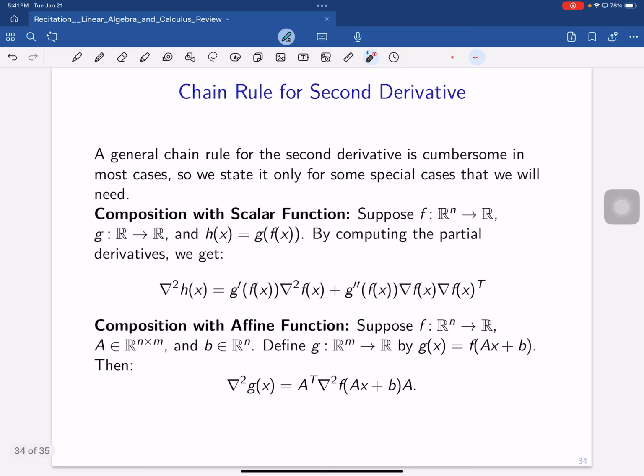And then what about the chain rule for second order derivatives? It's in general not so trivial to do, but we give you two special cases. One is composition with a scalar function, and the other is composition with an affine function. Those are most commonly used in optimization. You could verify that. I'm not going into the detail. This is just a matter of calculation. Okay.